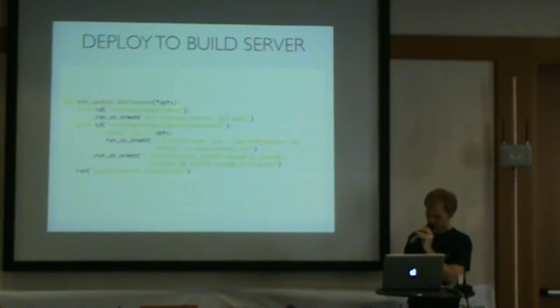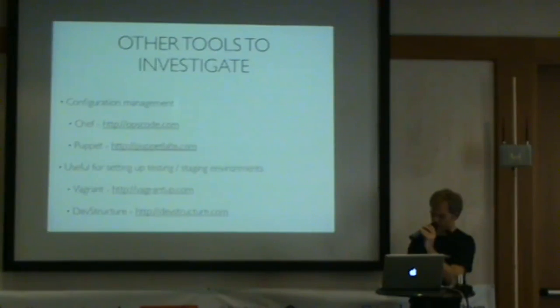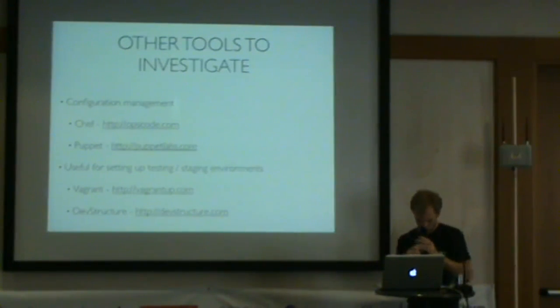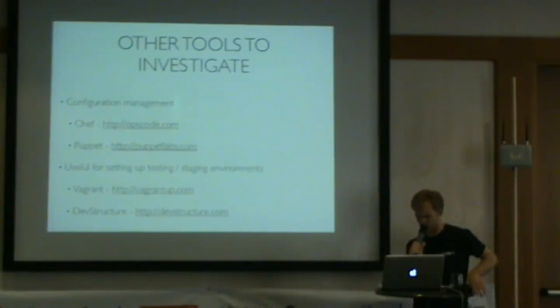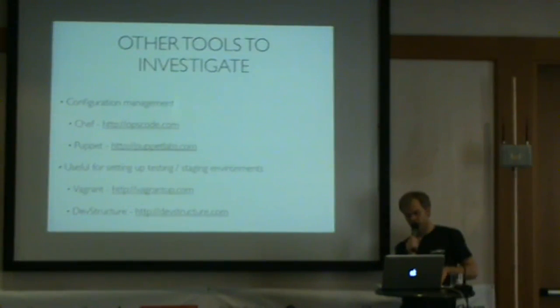So that's most of what I wanted to talk about. I want to have plenty of time for questions. But just in closing, I want to talk about a few other tools that might be alternatives or complementary tools to Fabric. So there's these configuration tools, Chef and Puppet. Where Fabric is more procedural, Puppet and Chef are declarative. And where Fabric is more of a push mechanism, Puppet and Chef are pull.